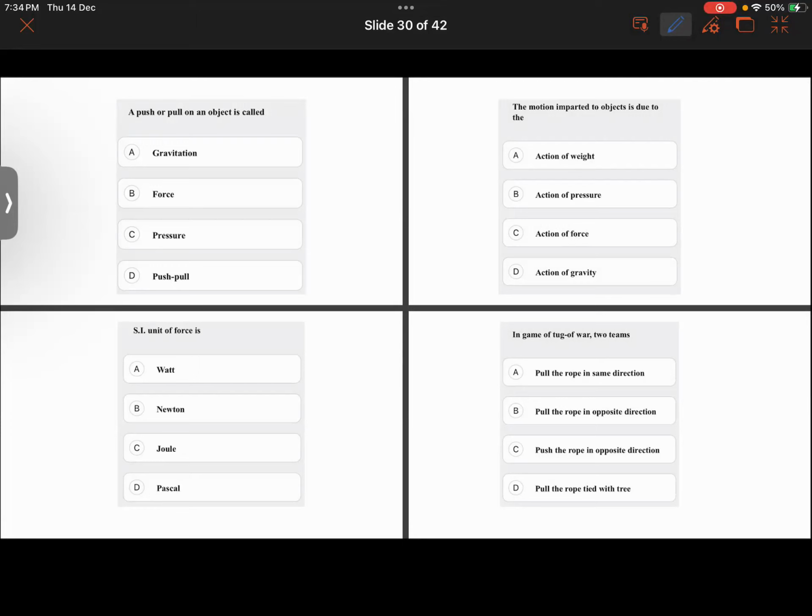So first one is force. A second one, the motion imparted to objects is due to the action of force. Next, SI unit of force is Newton. And in the game tug of war, two teams pull the rope in opposite directions. Good.